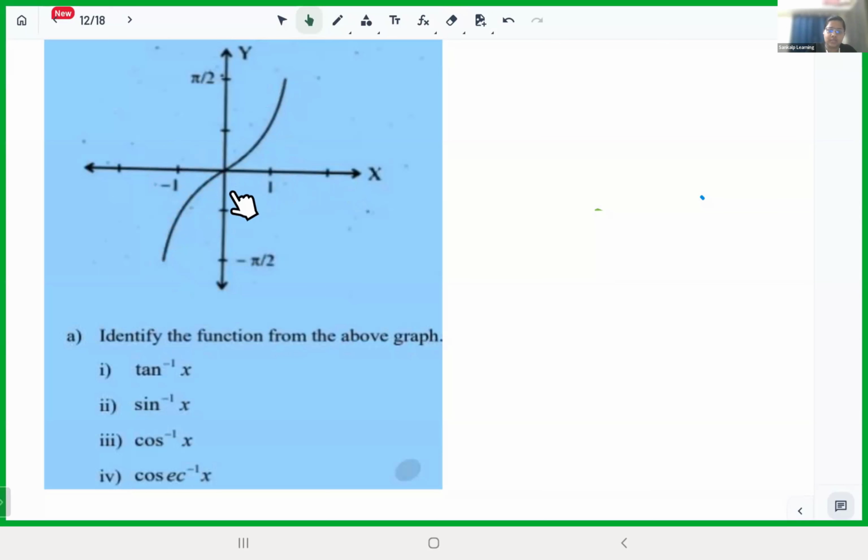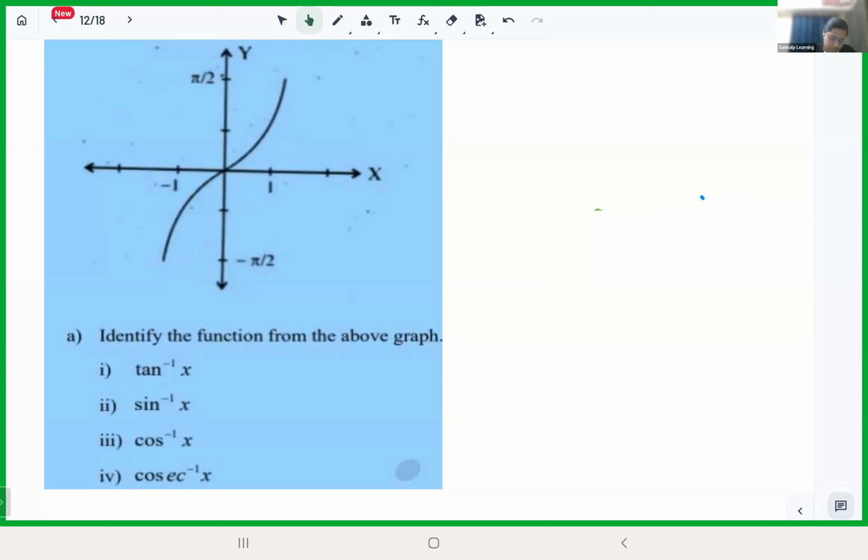And what is the range of this graph? Here you can see that the graph is going like this, right? Which means till this portion, from minus pi by 2 to pi by 2. The y values are extending from minus pi by 2 to pi by 2. X values -1 to 1 and y values minus pi by 2 to pi by 2. You have already studied the domain and ranges of inverse trigonometric functions, right?